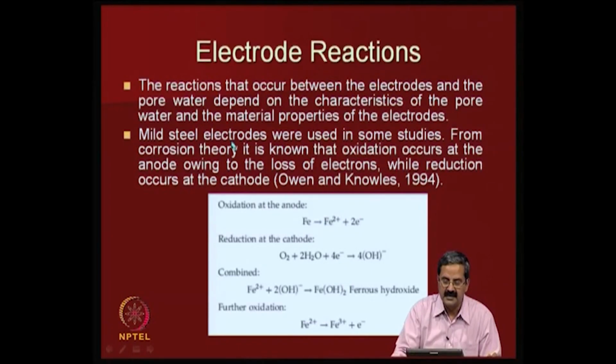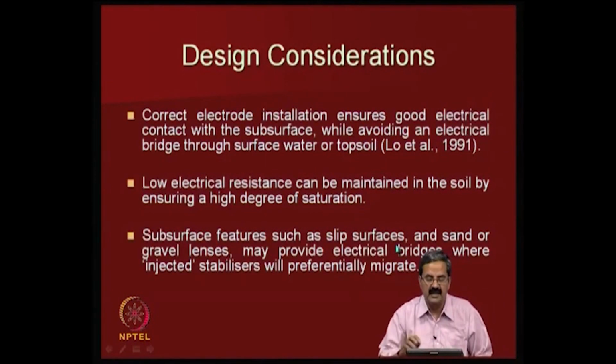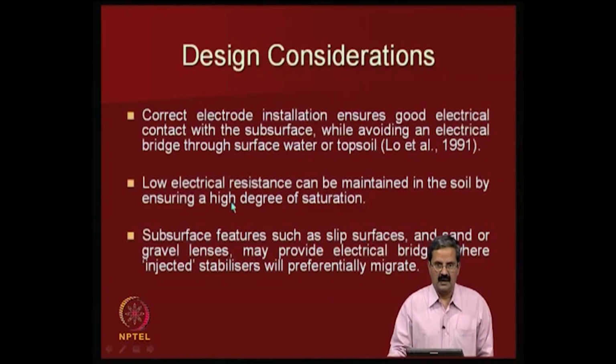Mild steel electrodes were used in some studies, which is quite a standard material. From corrosion theory, we know that oxidation occurs at the anode owing to the loss of electrons, while reduction occurs at the cathode. This is what is shown by these two chemical reactions, and you have a combined one also. So, further oxidation takes place. Okay. Having this knowledge, how do you go about design?